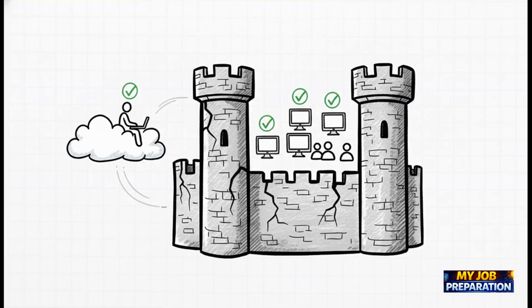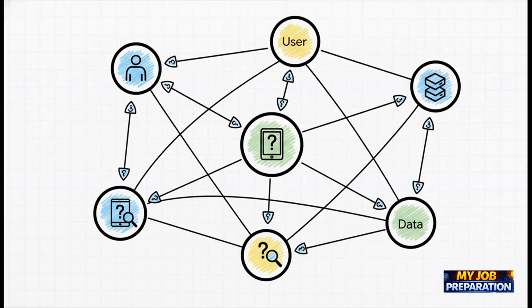For decades, our security model was basically a castle with a moat. We built a strong wall around our corporate network, and if you were inside that wall, we pretty much trusted you by default. But that model is completely broken now. The castle walls don't exist anymore. The new model, Zero Trust, flips that completely on its head.